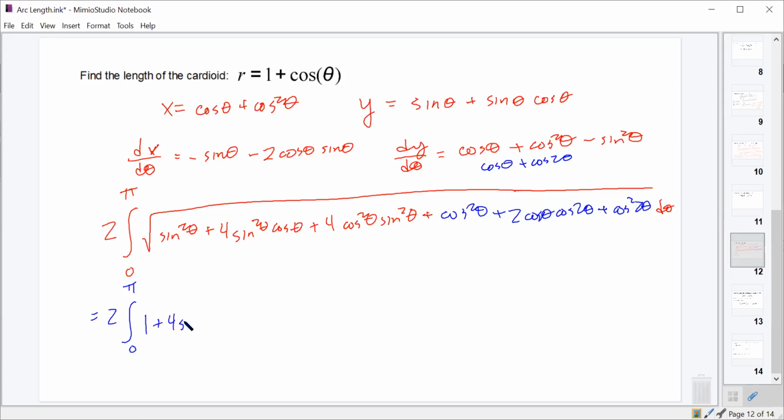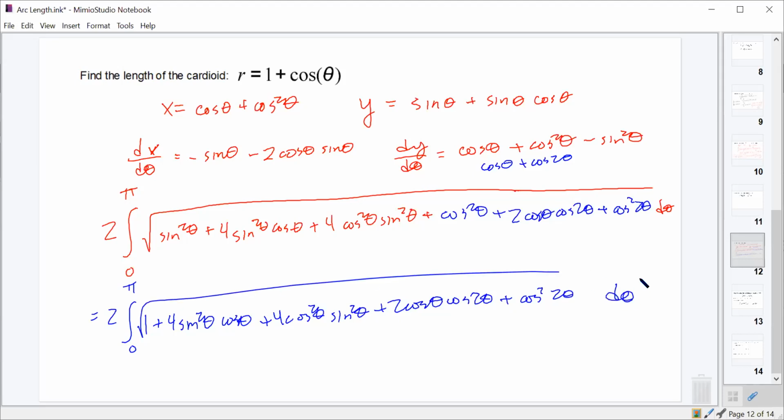One plus 4 sine squared theta cosine theta plus 4 cosine squared theta sine squared theta plus 2 cosine theta cosine 2 theta plus cosine squared 2 theta, all inside of a square root, d theta. And I bet if we'd turned the first one into sine 2 theta, it's probably going to cancel out that cosine squared 2 theta if we'd wanted to. But since we didn't do that, it's a little bit messy to do that now. Hold on one second.